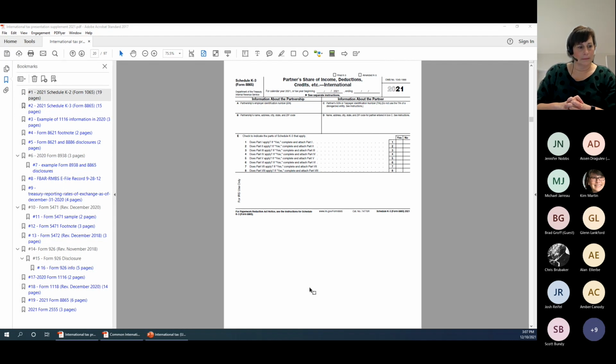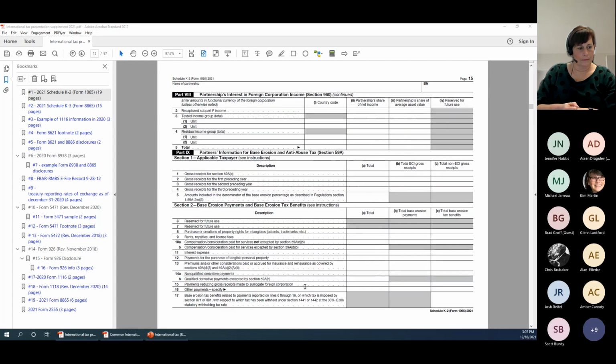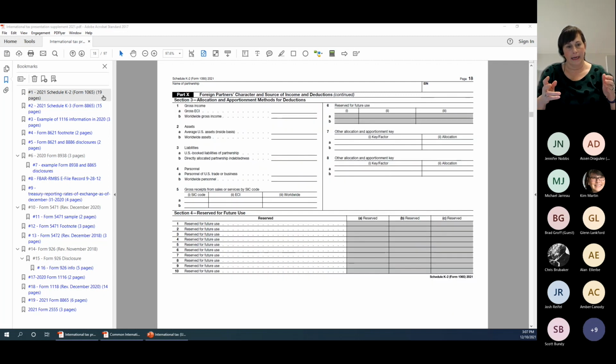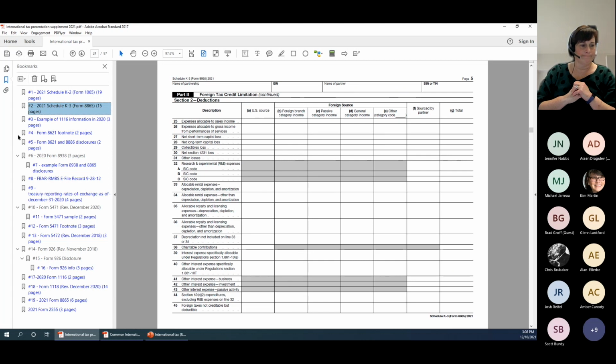I think the way I understand this, the K2 is actually part of the return itself, right? Correct. K2 is additional information for the Schedule K on the 1065s, 1120Ss, and 8865s. And then the K3 is on the K1s, included at the back portion of it. It's the partner's share of the information that was reported on the K2. Correct, awesome. Thank you. Any other questions?